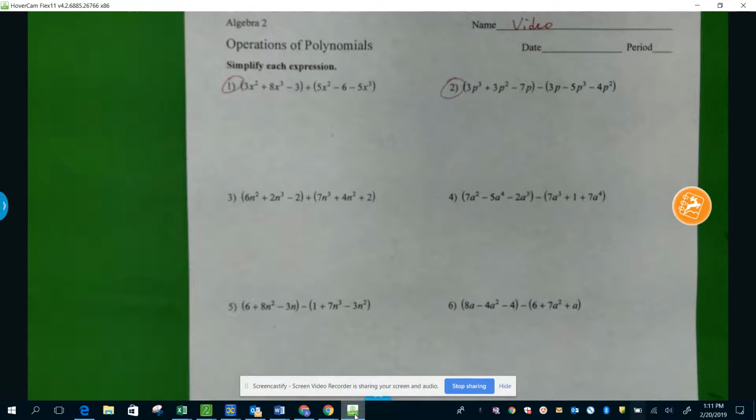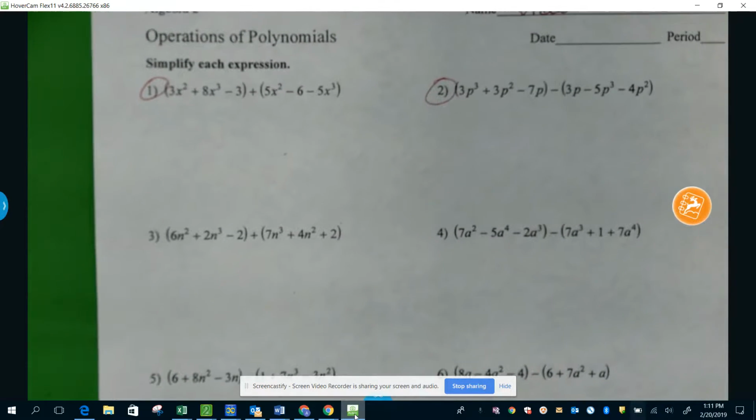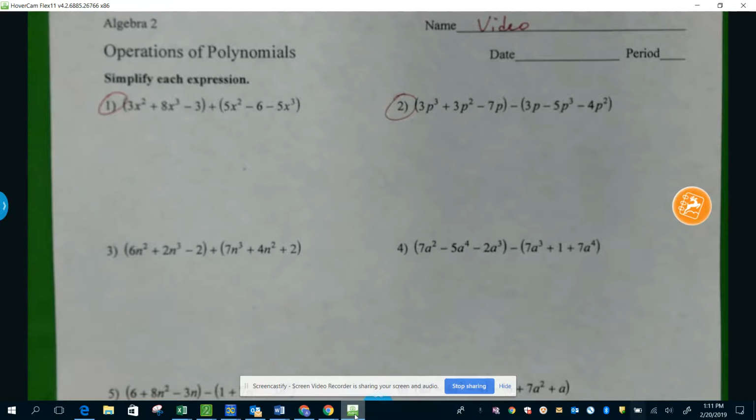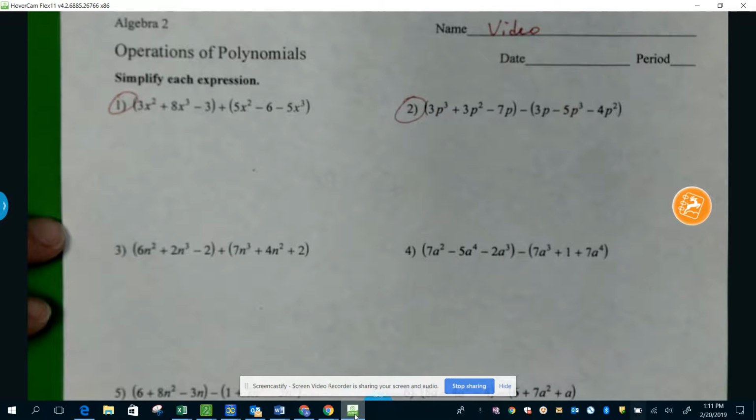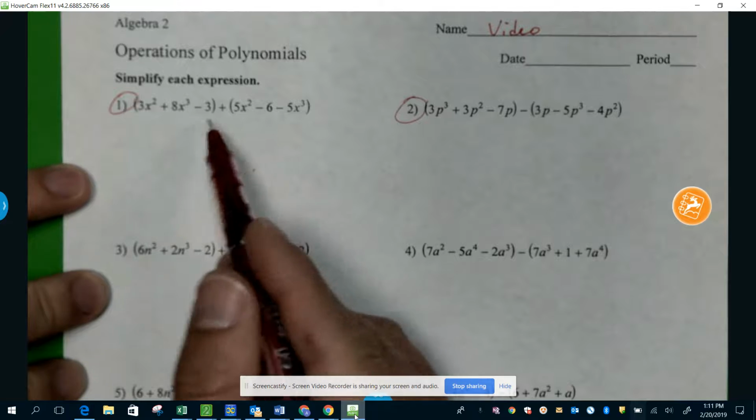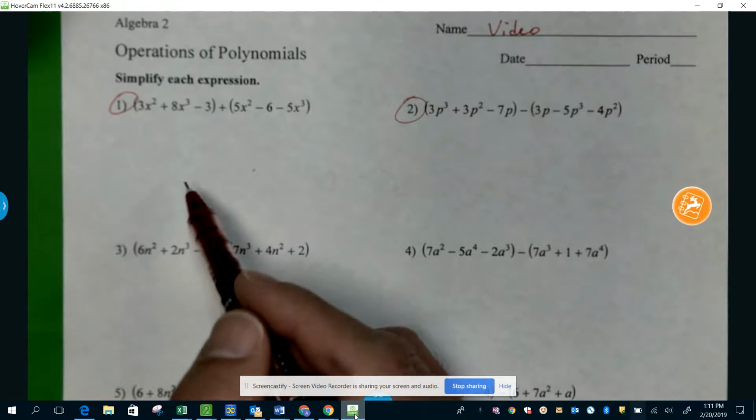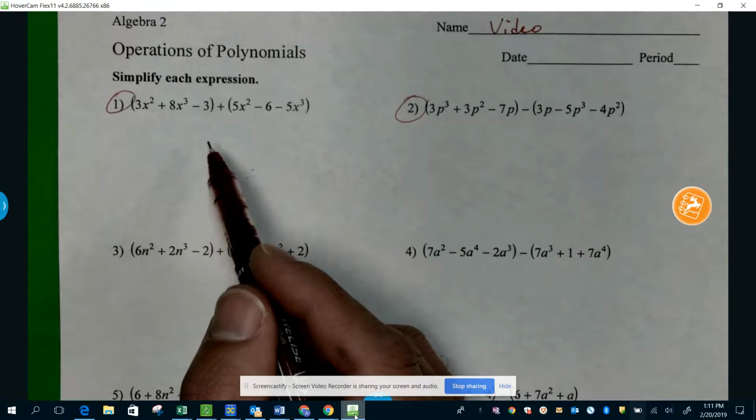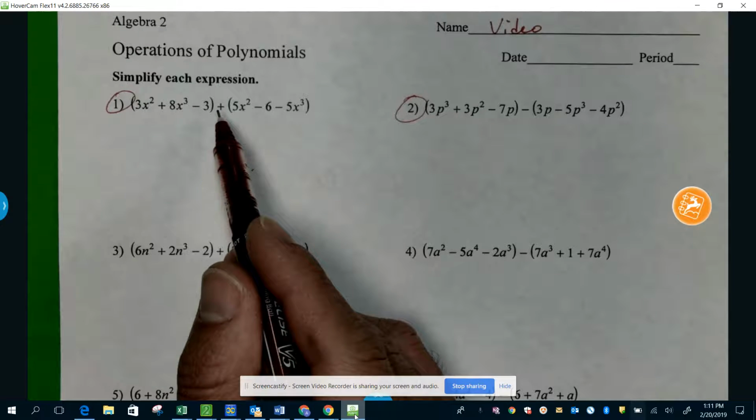Okay, operations of polynomials. This is the assignment that we're going to be doing Friday in class. I won't be here. So this is pretty simple stuff we've already seen before. Basically, it's just adding and subtracting like terms. So the very first thing we need to notice is what's happening with these two parentheses. And in this case, we are adding.